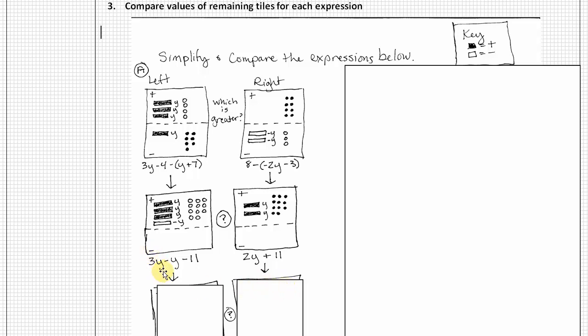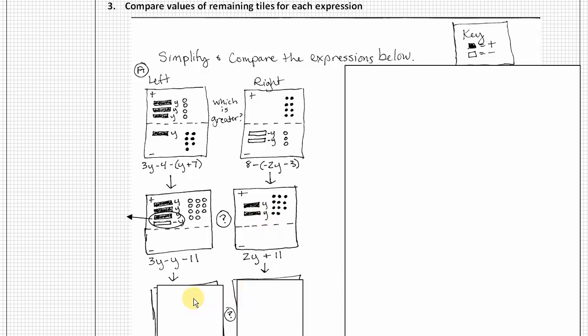So now we're ready to combine like terms. You might be able to see how we can do that right here in this expression. We have 3y and we want to subtract a y. So if we do that, we want to show removing those 0 pairs on the expression map. So we circle those tiles and we draw an arrow to say that we would remove those. And we don't have any 0 pairs on the right.